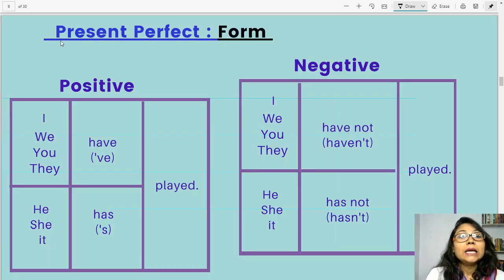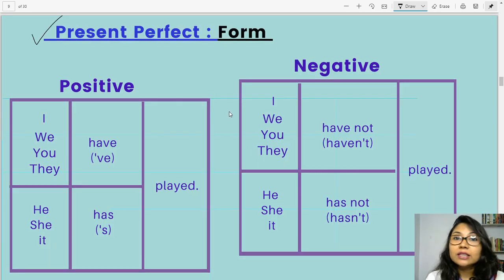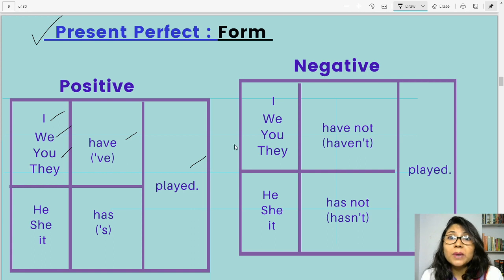Okay, present perfect. Let's look at the forms, shall we? Very easy, we all know it. I have played or I've played. We have played or we've played. You have played or you've played. They have played or they've played.